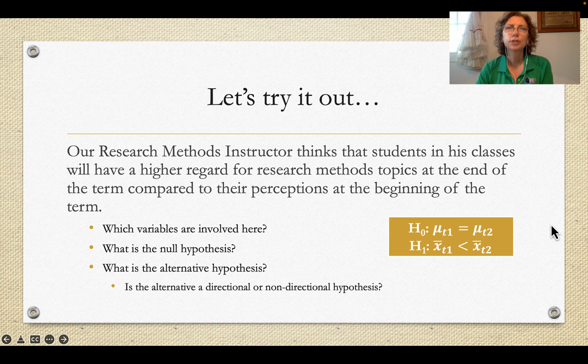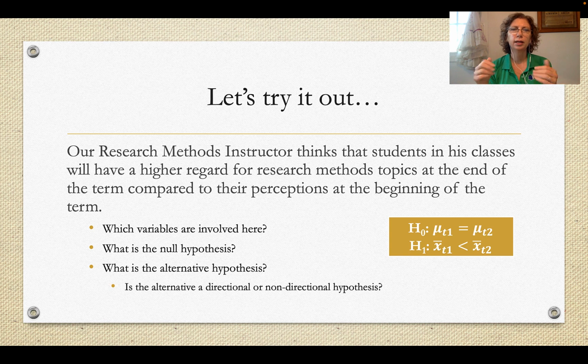So we'll try it out. Our research methods instructor thinks that students in his classes will have a higher perception of research methods at the end of the term compared to the beginning of the term. What variables are involved here? Well, time 1 perceptions of research methods, and time 2 perceptions of research methods.